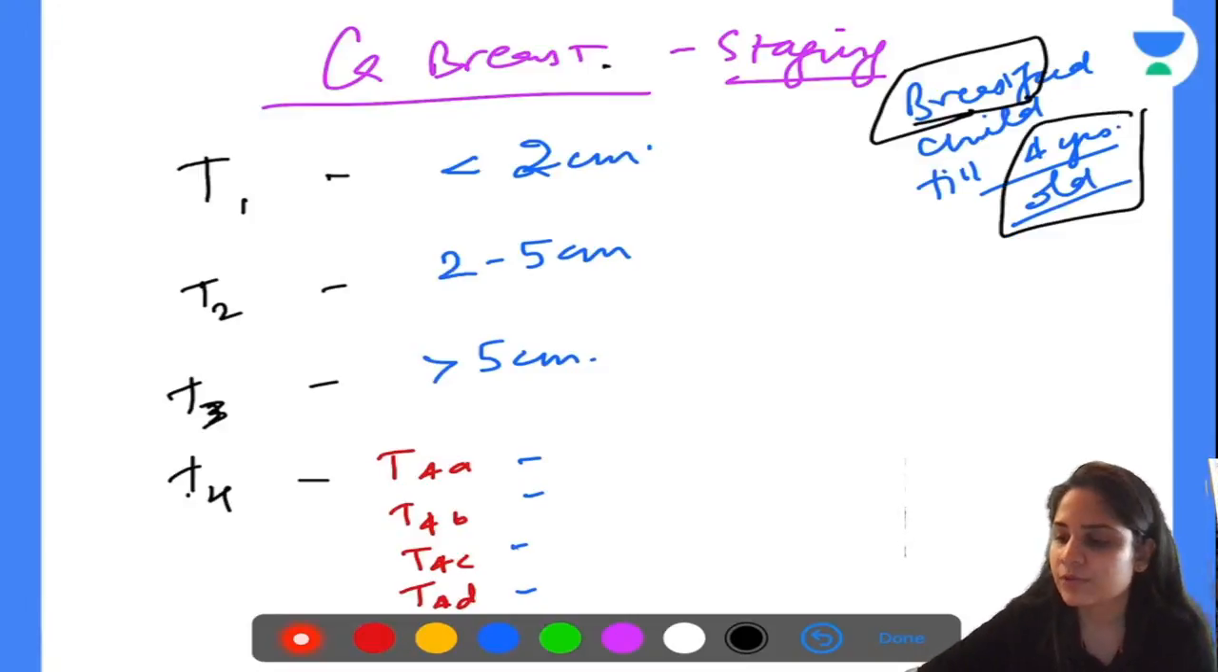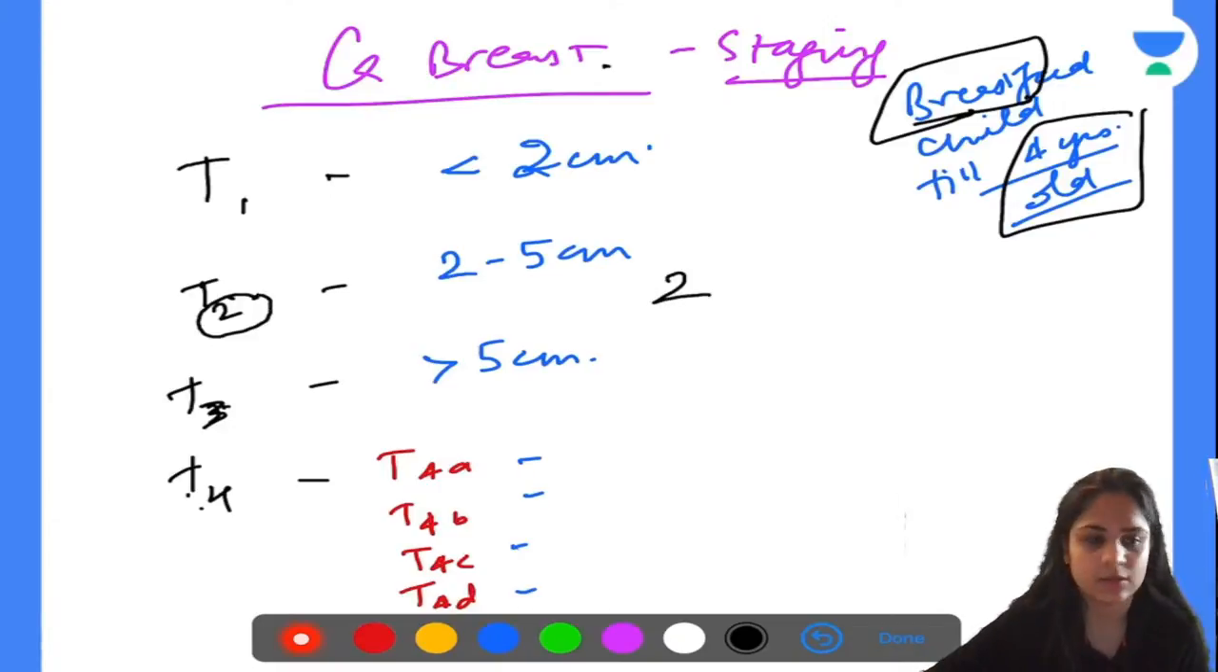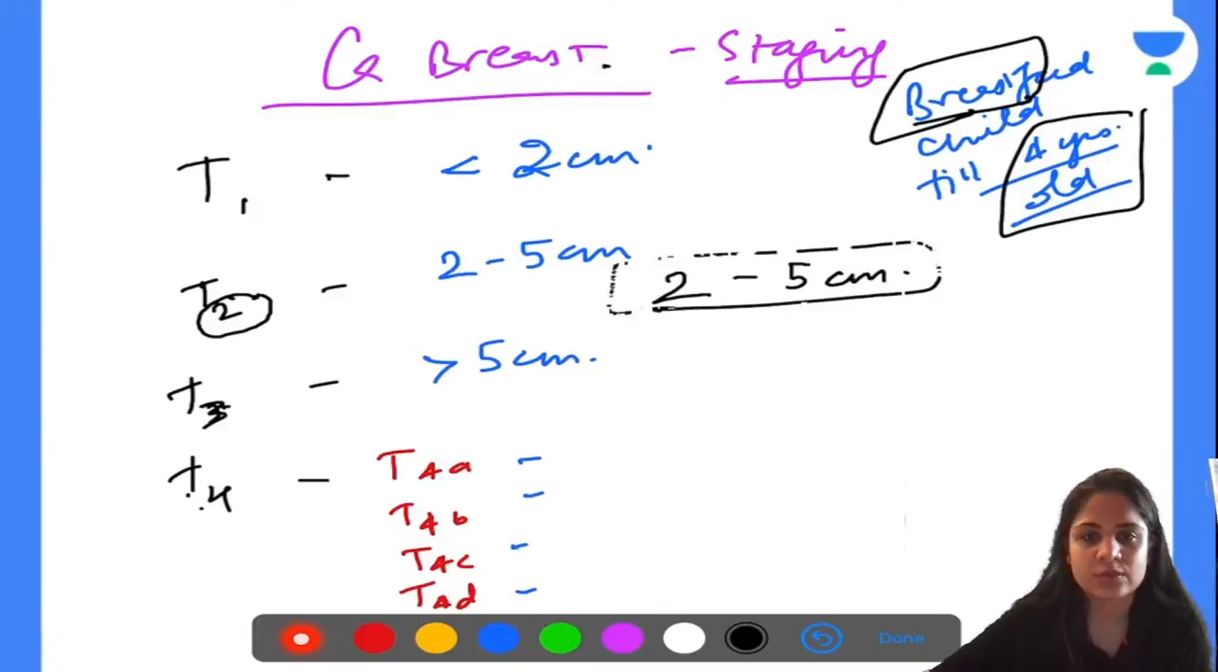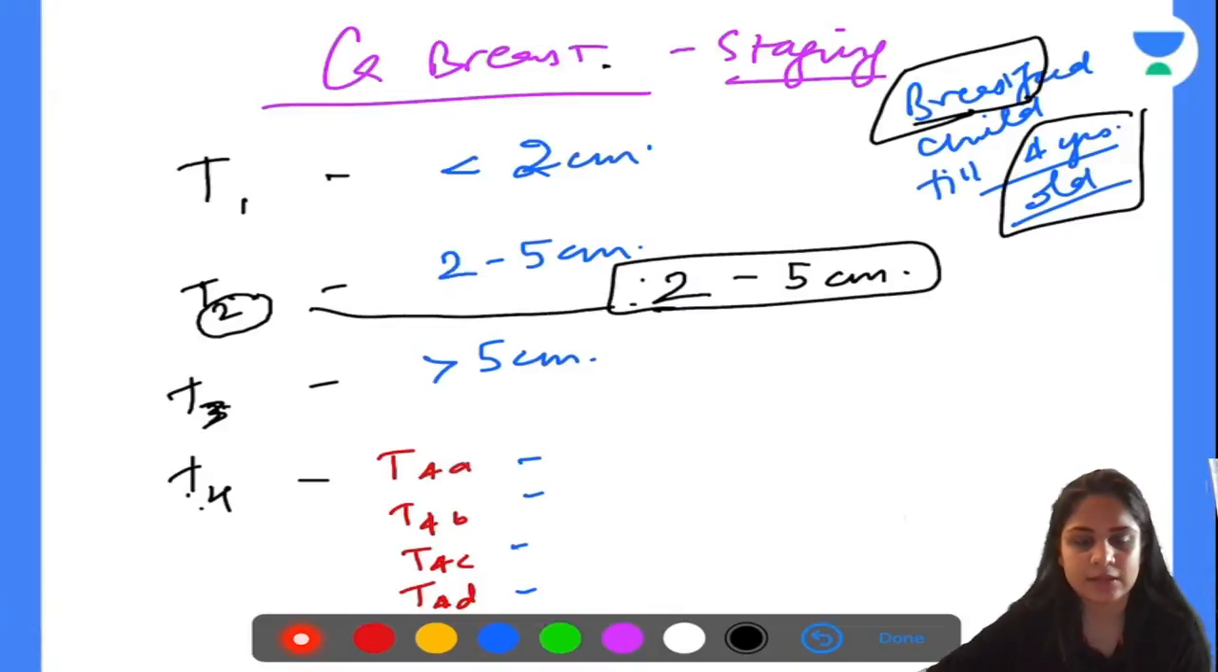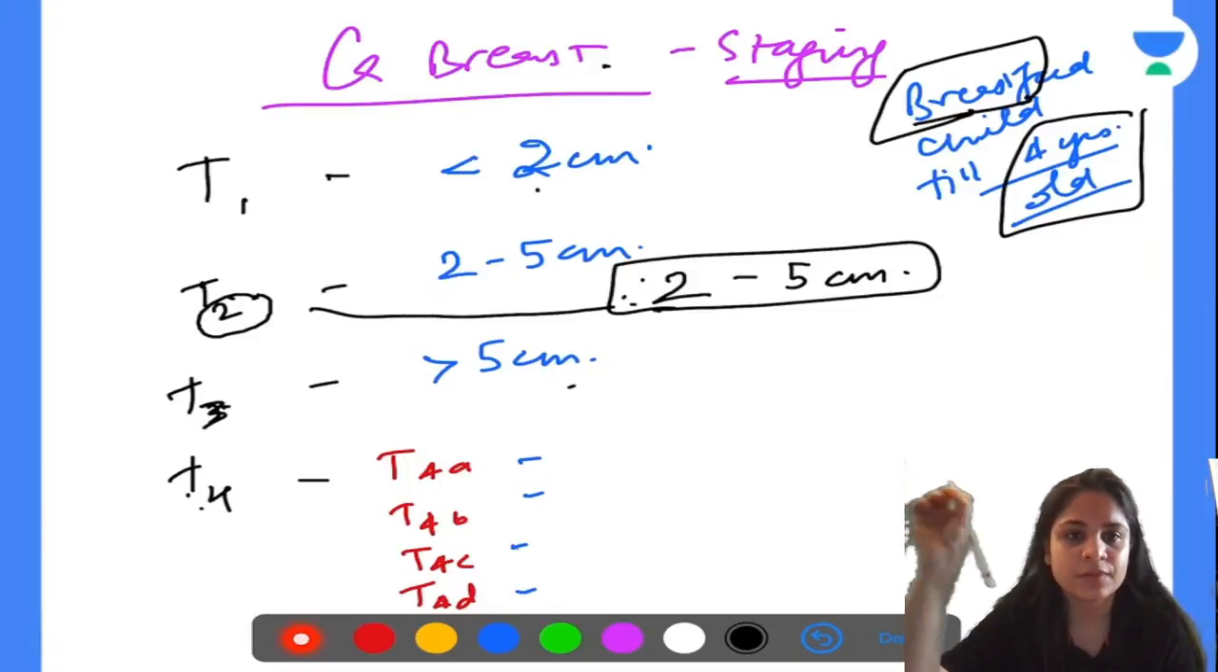Now you have to start remembering from T2. So T2 ka 2 idhar likh do. And then you just write 2 to 5 centimeter. So T2 is 2 to 5 centimeter. 2 and 2. Okay. So T1 will automatically be less than 2 centimeter. And T3 will automatically be more than 5 centimeter. Itna ho gaya.